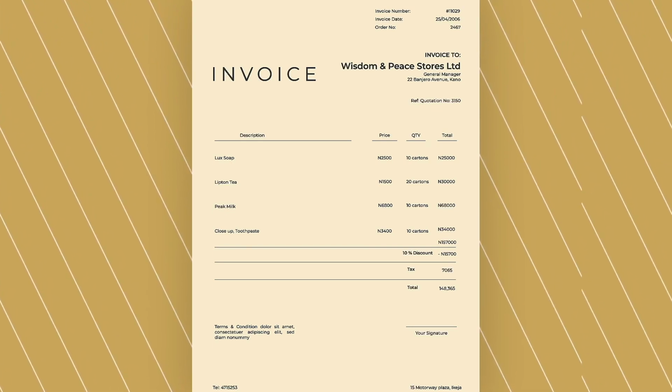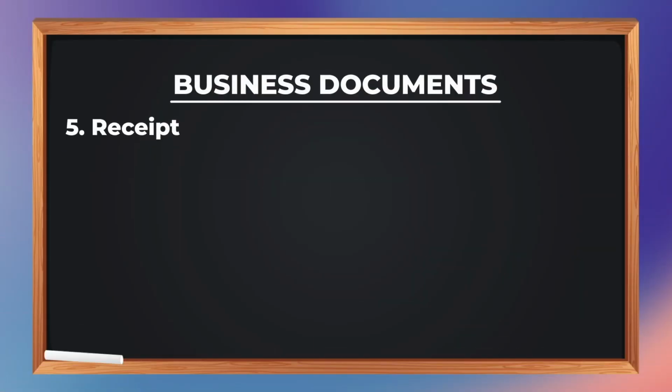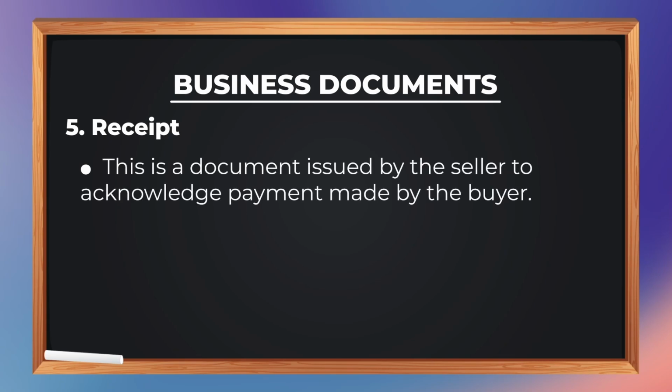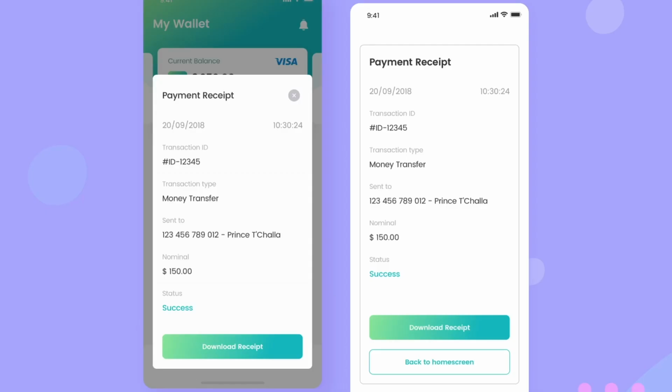Another business document we will be considering is a receipt. A receipt is an evidence of payment. It is used by the seller to confirm that he has received payment from the buyer for the goods that were purchased.